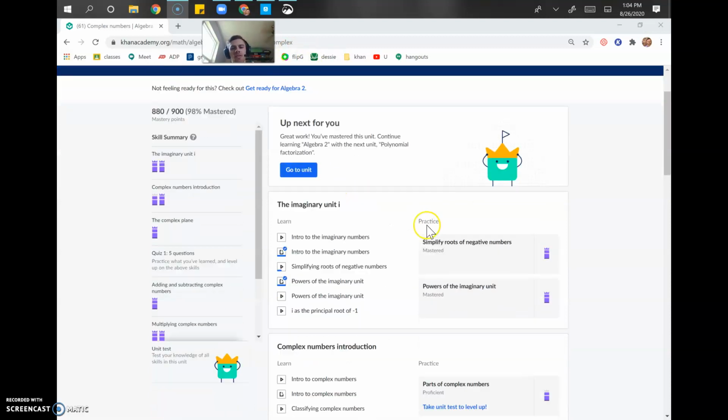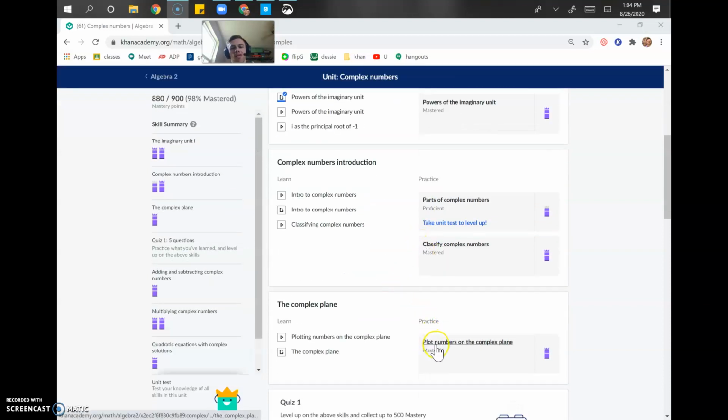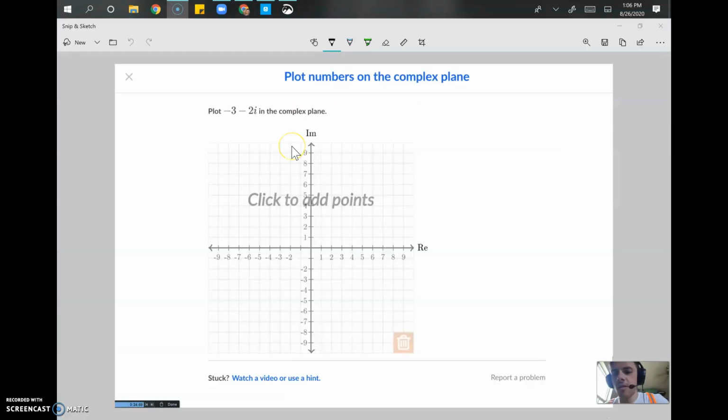We're in the Algebra 2 course in Con, in the Complex Numbers unit. Today we're going to talk about plotting numbers on a complex plane. Let's get into first question 1. Plot -3 minus 2i in the complex plane.